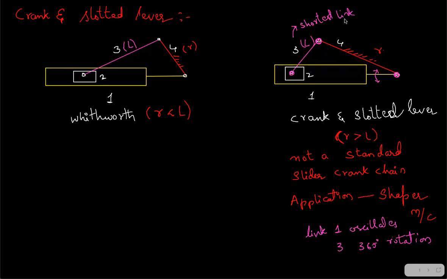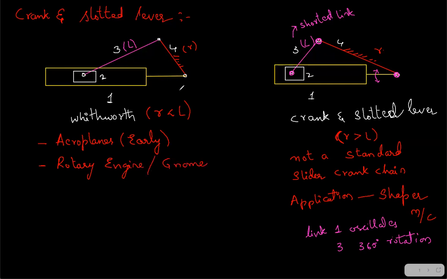Fine. So now if you check the other side, the Whitworth quick return mechanism, where is its application? In yesterday's class, we checked it, right? The application was in early aeroplanes, not in modern aeroplanes. This mechanism has been discontinued in modern mechanisms. This is a rotary engine, or it's even called the Gnome engine.